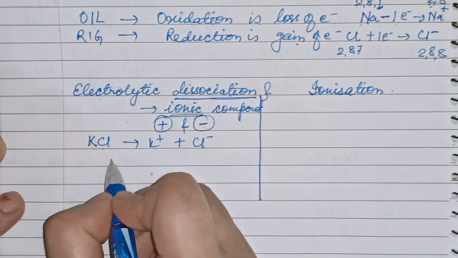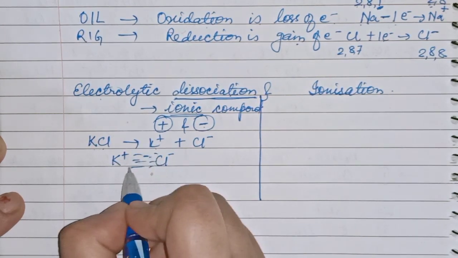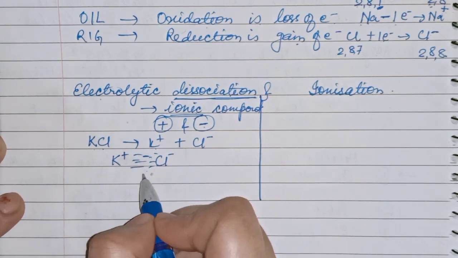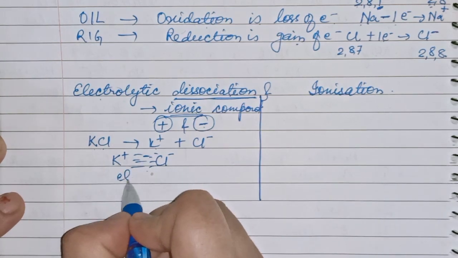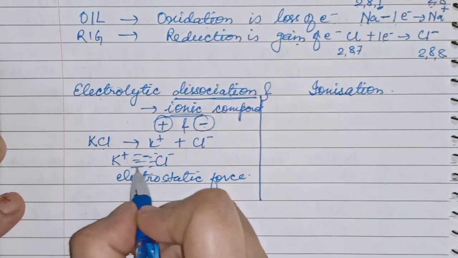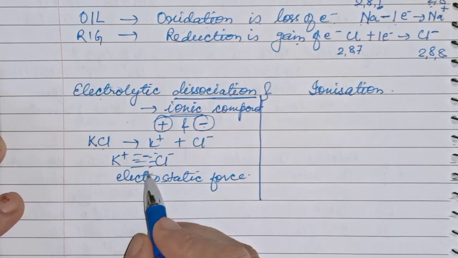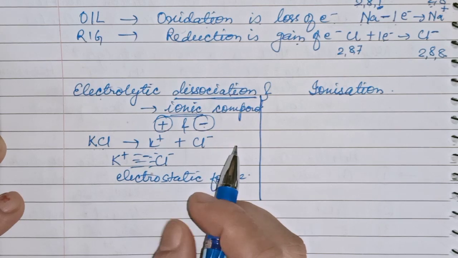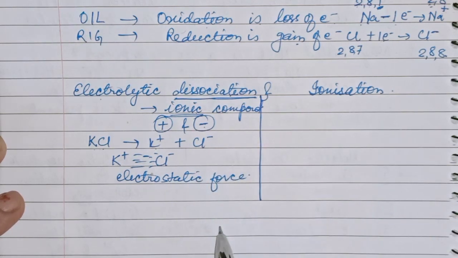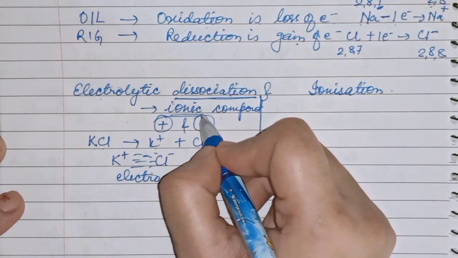How are the ions present? Let's see here. K plus and Cl minus ions are attracted by a strong electrostatic force, and due to this force they are very strongly bonded. So electrostatic force is acting between plus and minus ions. It is a very strong bond, and it will not dissociate in the solid state. In the molten state, it dissociates into its ions, K plus and Cl minus. Now electrolytic dissociation is done. This is for ionic compounds.